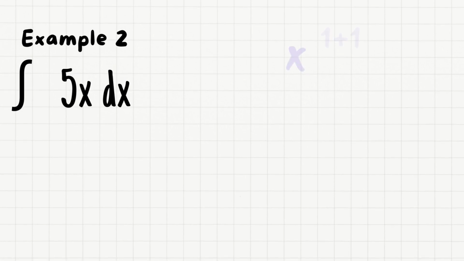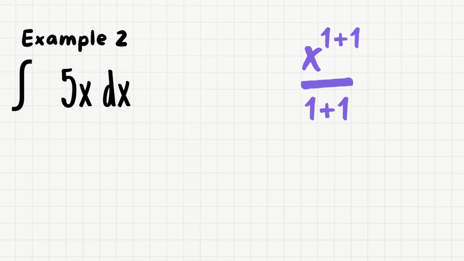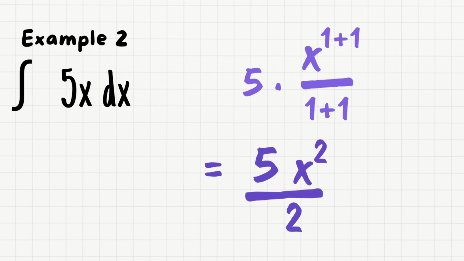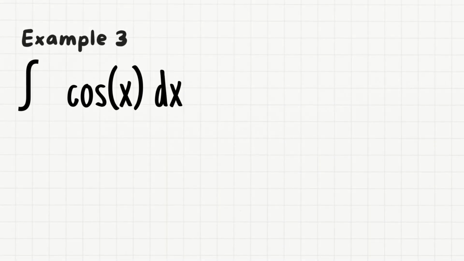Example 2. Here's another straightforward one. Process is the same. Increase the exponent by 1 and divide by that new exponent. But we've got a constant, so don't worry, it doesn't change anything except for multiplying the result by that constant. So 5x dx becomes 5x squared divided by 2. And again, add that constant of integration. And we're done.